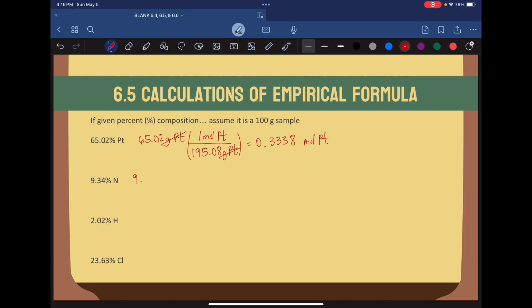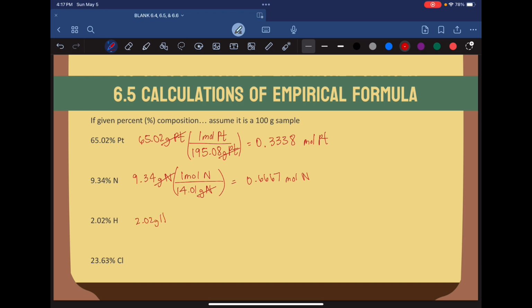I do that with nitrogen. I have 9.34 grams of nitrogen. 1 mole of nitrogen will be at the top. 14.01 grams of nitrogen at the bottom, because that's the mass on the periodic table. Grams of nitrogen will cancel, leaving you with moles, and you'll get 0.6667 moles of nitrogen.